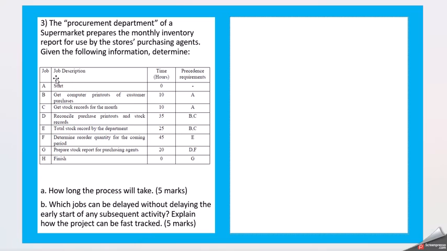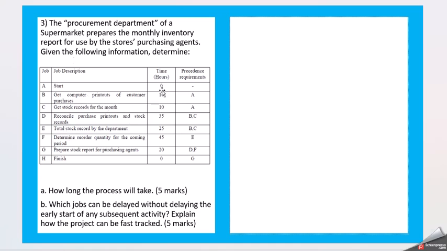Okay, so here is the information that is given: the job numbers, maybe a sequence, what the job names are, and then the job description. Start, get the computer printouts of customer purchase, get stock released, and all this information here.